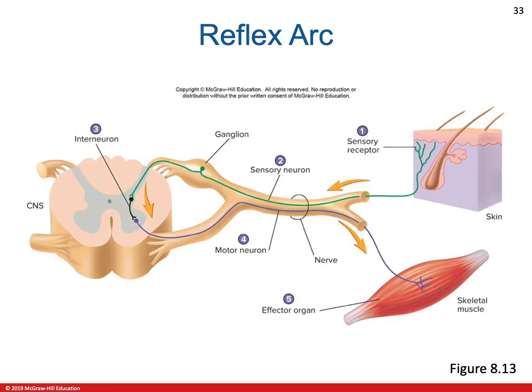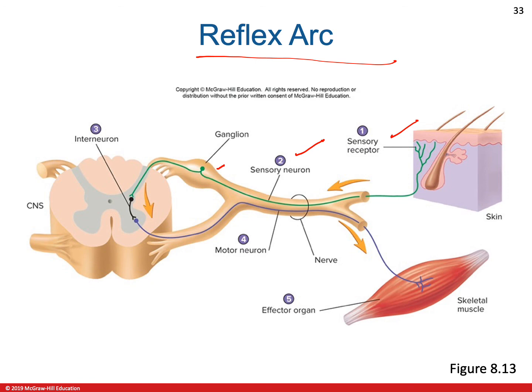So here is our model, the reflex arc. It has five components, right? The sensory receptor, the sensory neuron, and you have the ganglion there, which is composed of cell bodies, right? You have the interneuron located in the cord, where it synapses to the motor neuron.